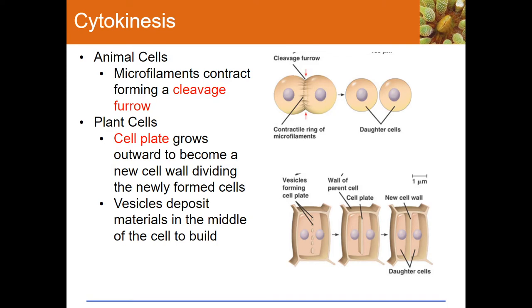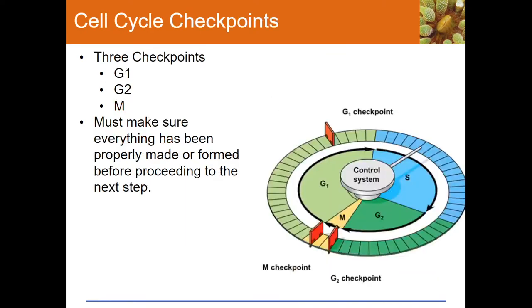This gives each new cell the support and strength that it needs in order to help maintain that turgid pressure when we talk about water, the plant's uptake, so they don't explode. All right. So these are very important checkpoints.